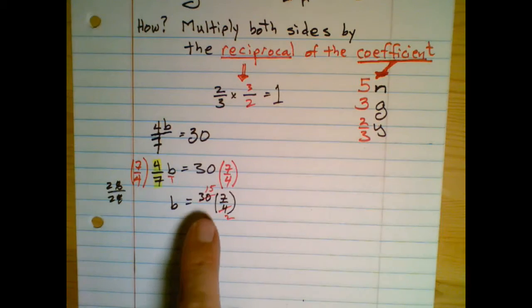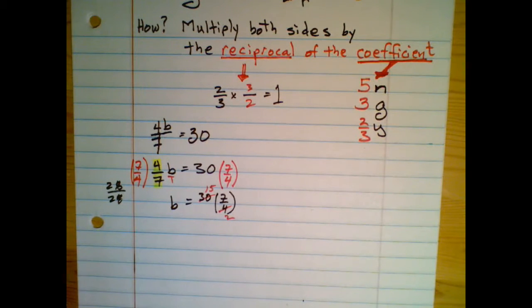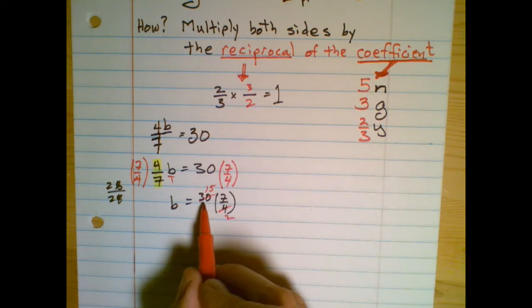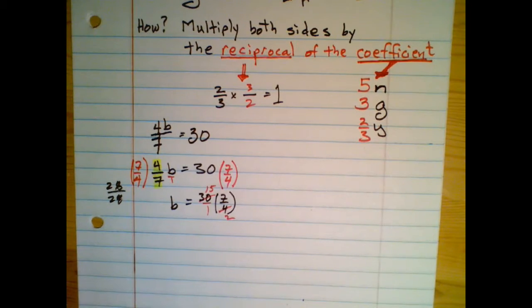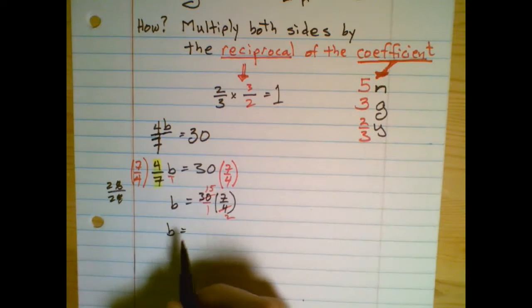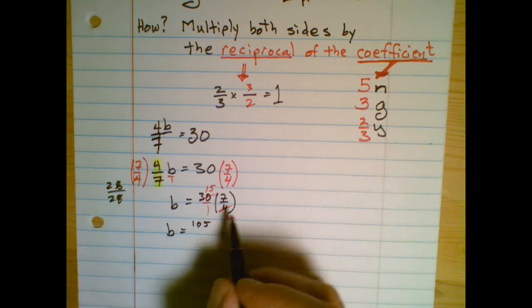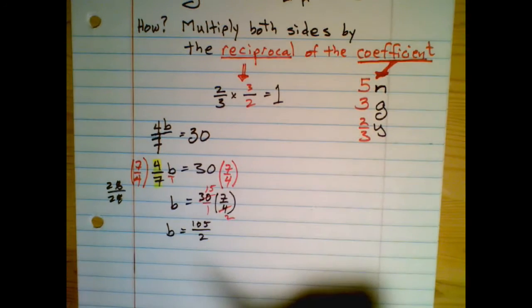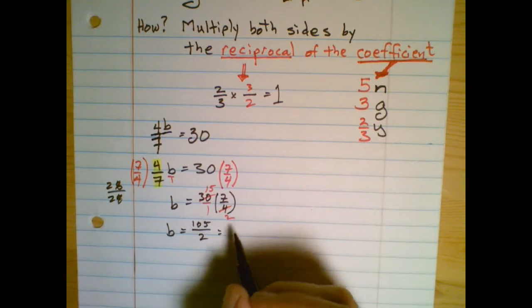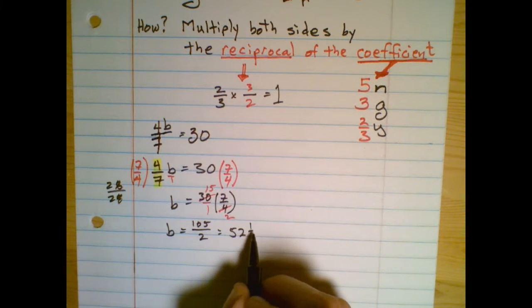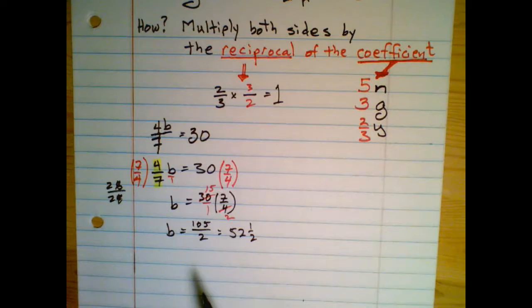So I'm left with 15 times 7 on the top, and remember that's 15 over 1. So I have b equals 15 times 7 is 105, 1 times 2 is 2. And if I was to simplify this, this would simplify into 52 and 1/2. I can get 50 2's out of 100, and I still have 5 left over, so there's my 2, and then I'd still have half of a group of 2 left. So here's my solution.